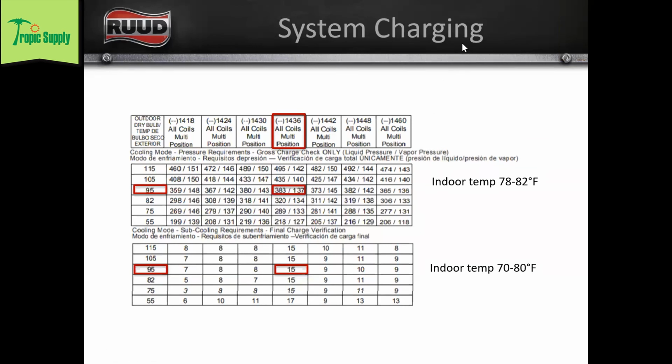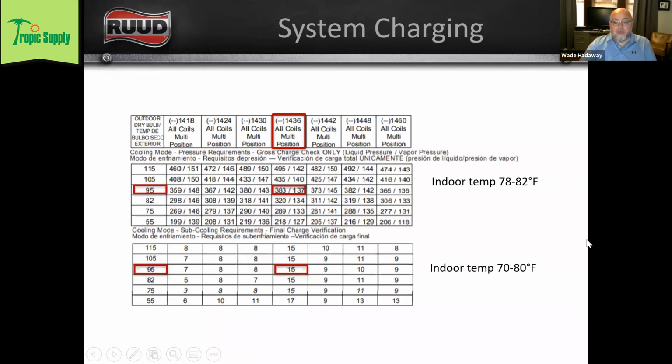Somebody was saying, should the subcool not always be 10 degrees Fahrenheit? No. Subcool is going to be set by engineering. So the rule of thumb that you should always charge to 10 degrees subcool, in some situations, that's right. So if we look at this 1448 at 95 degrees, we're calling for 10 degrees of subcool. And a lot of that has to do with the size of coils. It has to do with indoor and outdoor temp.